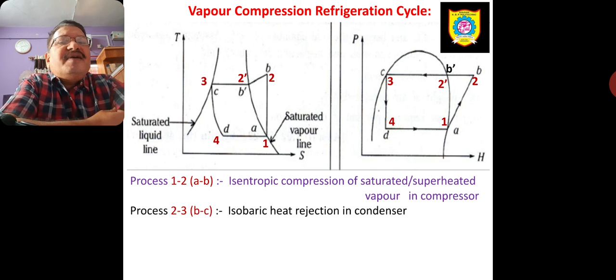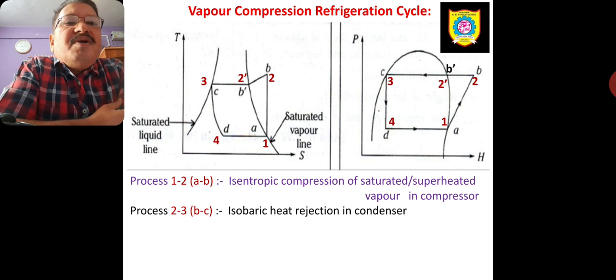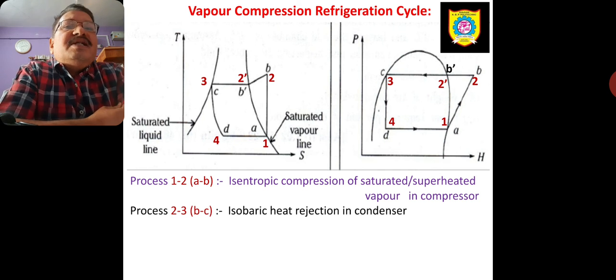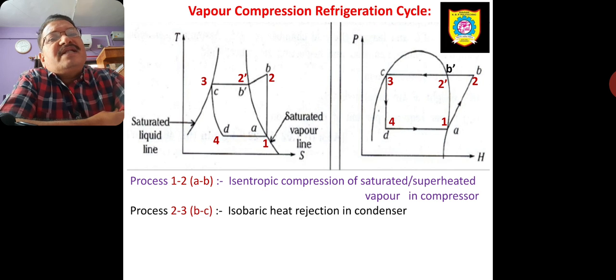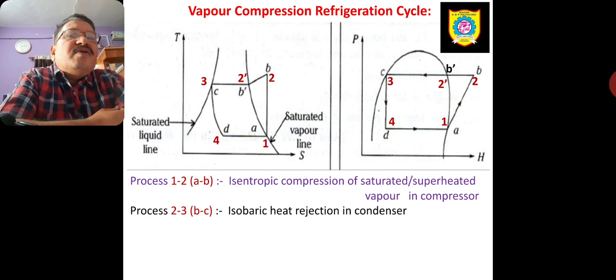So there is no change in phase, there is no condensation up to 2 dash, but if cooling is continued beyond 2 dash, then the process 2 dash to 3 takes place. That means the condensation takes place. This condensation is shown by the line 2 dash 3 or B dash C, and that is nothing but constant pressure condensation of the refrigerant vapor from saturated vapor to saturated liquid. But if you continue the cooling beyond point 3, then we can go into the subcooled region.